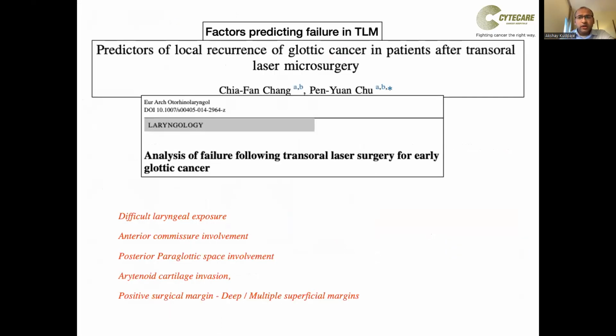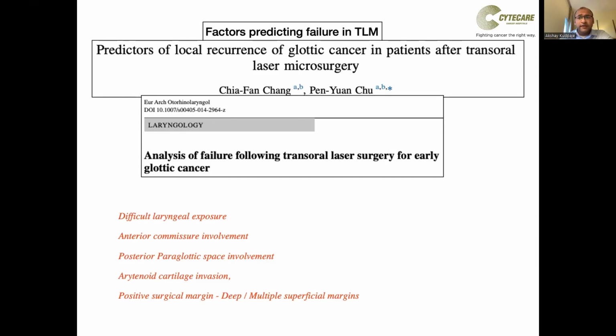So in transoral laser surgery, to get the best outcomes, we have to understand what the bad cases are. What are the predictors for poor control for transoral laser surgery? The most important thing is that when you take these patients for transoral laser surgery and put them on a suspension laryngoscopy, if you have a difficult laryngeal exposure, these are not ideal candidates.